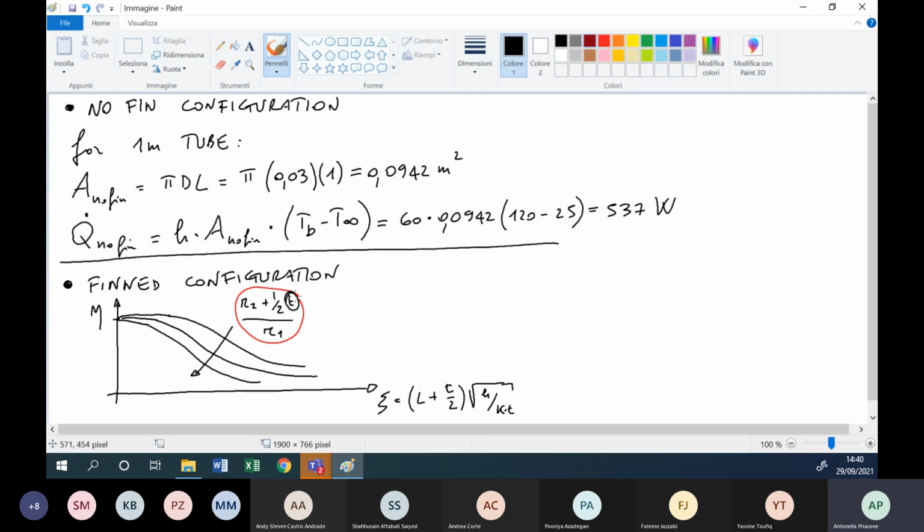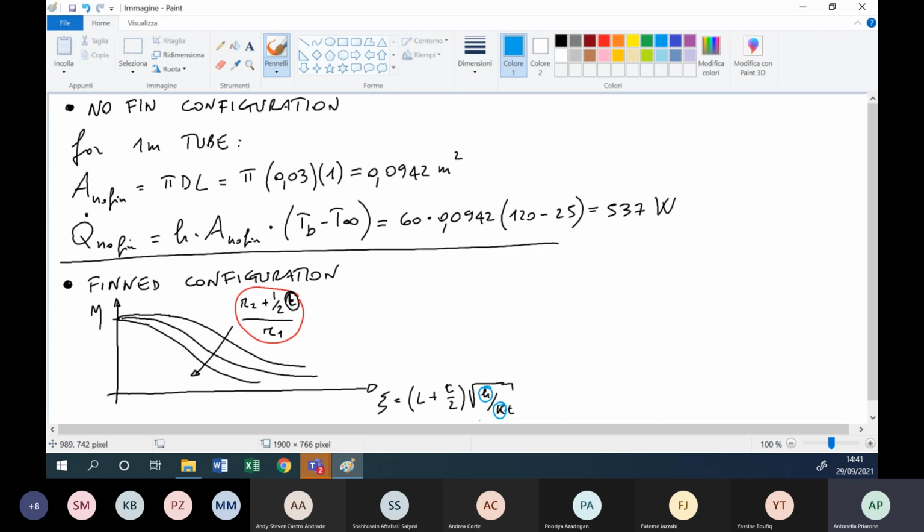Wait, okay, the T is the thickness of the fin, R2, according to the previous sketch, is the radius of the fin surface, R1 is the radius of the pipe, and also a function of the convective coefficient, and also the material in terms of thermal conductivity.